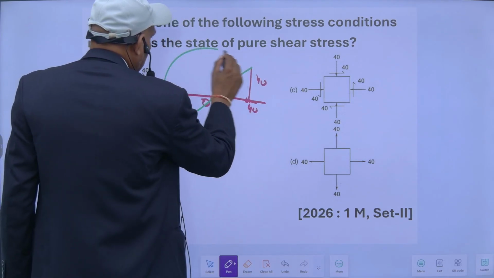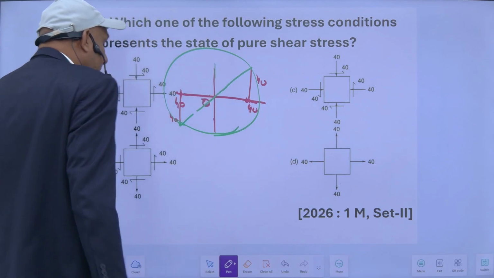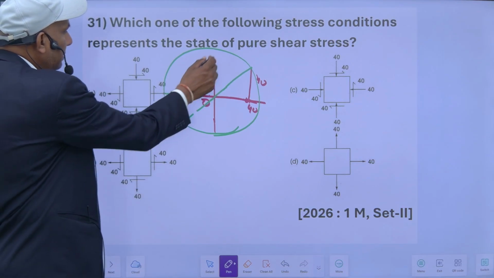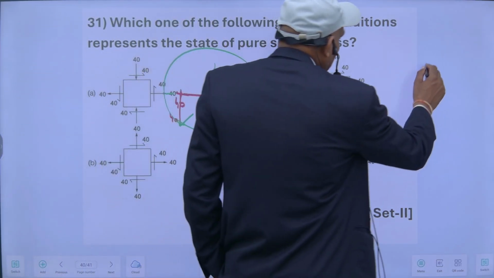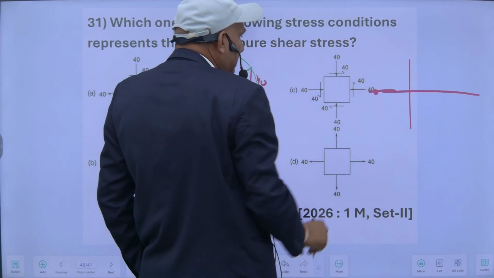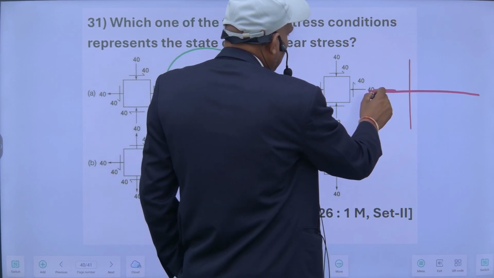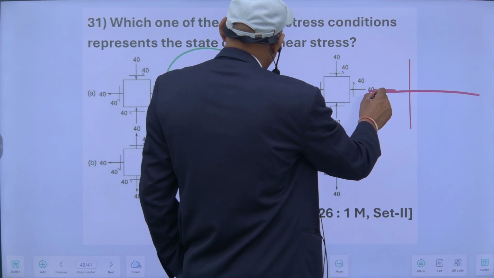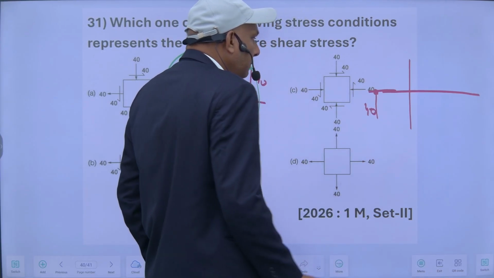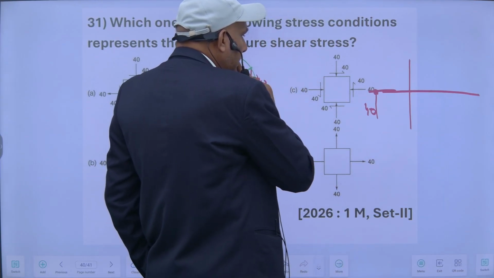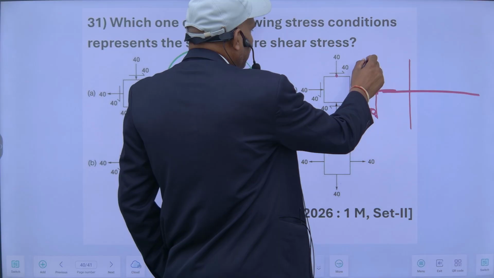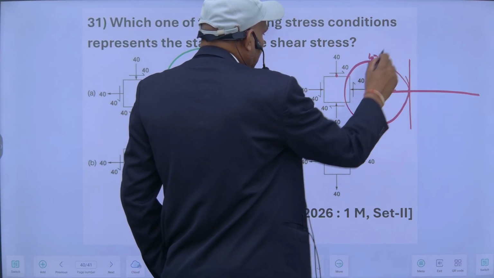So my Mohr circle will be like this. For this case, it will be like this. This is compressive 40. This is also compressive 40, and this is 40. This is also 40 positive, and this is 40 compressive, and this is 40. So its Mohr circle will be like this.